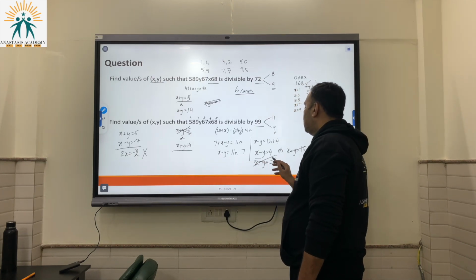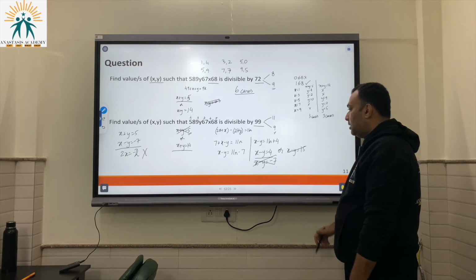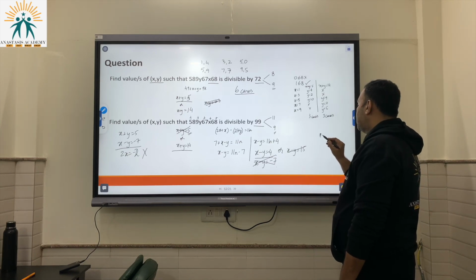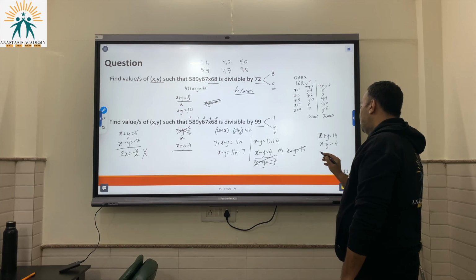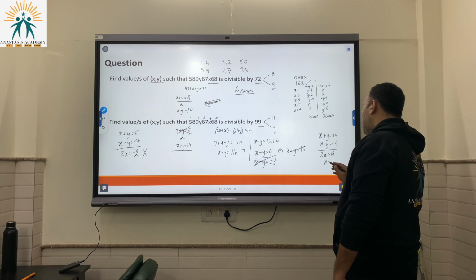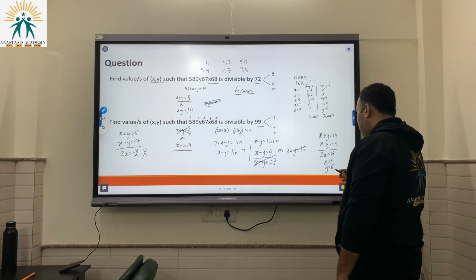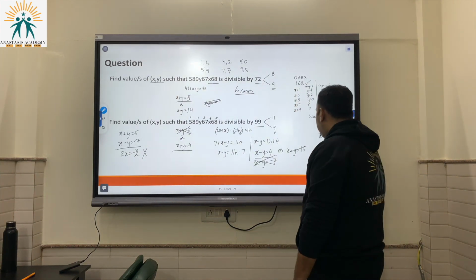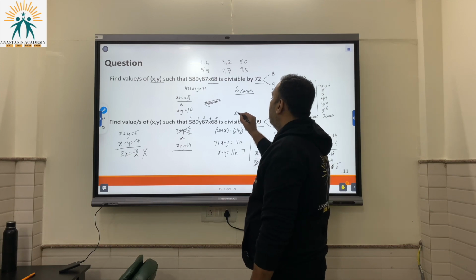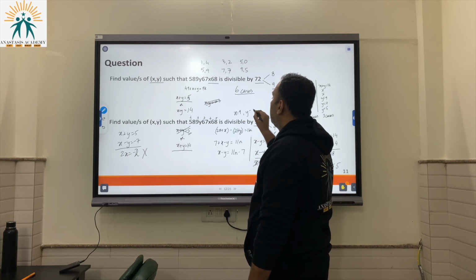So we are left with this wonderful version. Let's read this. X plus y is equal to 14 and x minus y is equal to 4. Can I get to 2x is equal to 18, x is equal to 9, and therefore y is equal to 5. Find the values of x, y such that this number is divisible by 99. X equal to 9, y equal to 5.